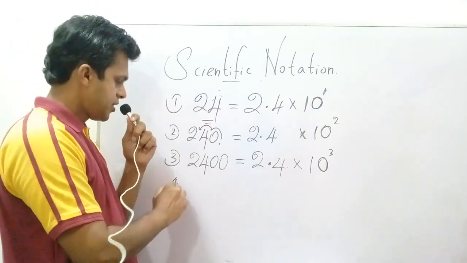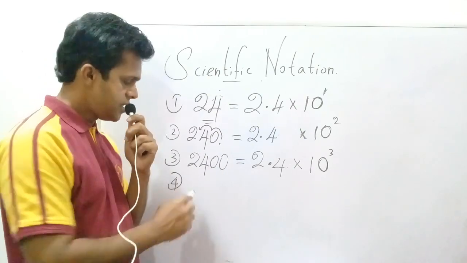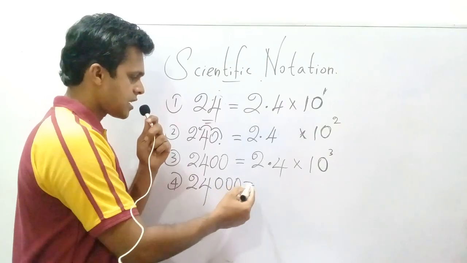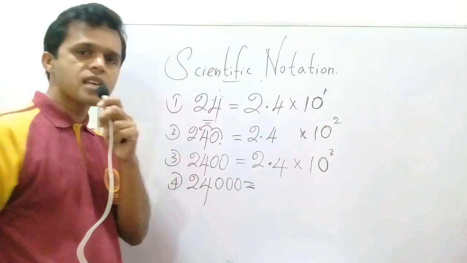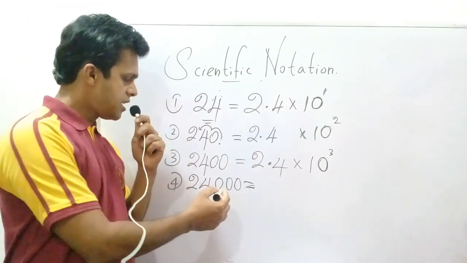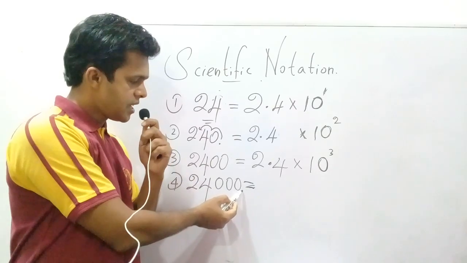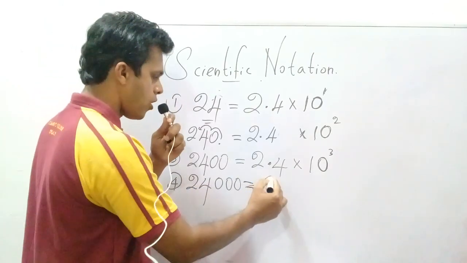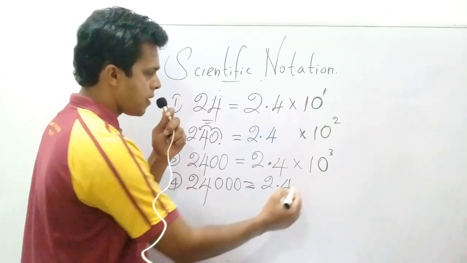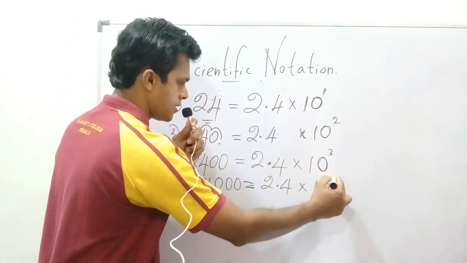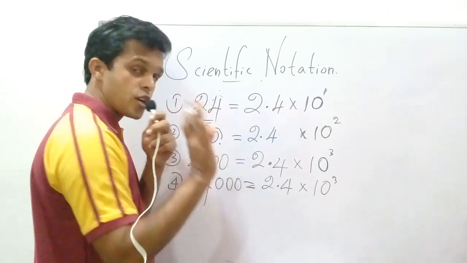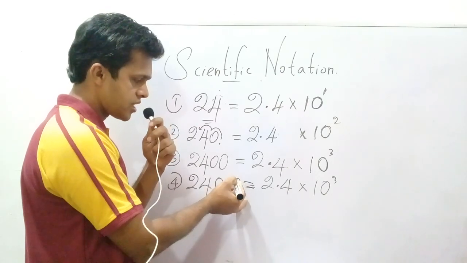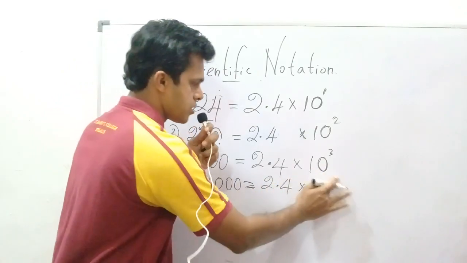This is 2400. This one is 24,000. Let's write 24,000 in scientific notation. Here you could see the decimal point comes here, passing 1, 2, 3, 4 digits. So 2.4 into 10 to the power 4.